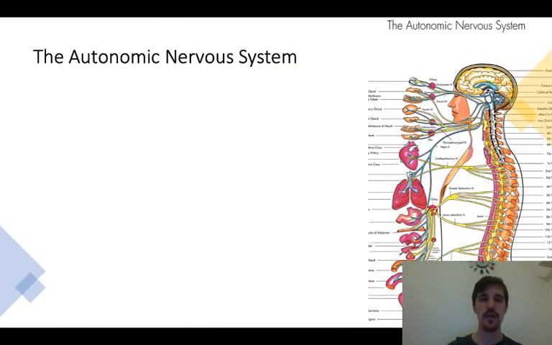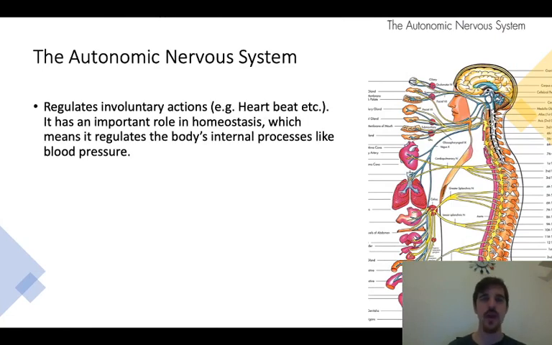Okay, so the autonomic nervous system. Now this is what regulates your involuntary actions, so your heartbeat, your digestion. No one really has control over what's going on in these parts of the body, your liver, your kidneys, etc. And you can see all these key organs here which are involved in this. You don't have conscious control over this.